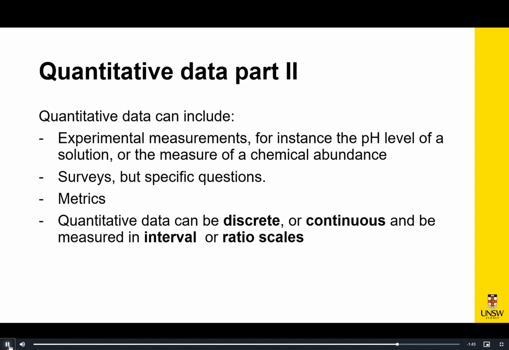Interval scales are very similar to that. You can measure them. Honestly, there's not a huge amount of difference between the two, but you can't multiply or divide them. So for instance, if you have temperature, you can't multiply 20 degrees by 2 and get 40 degrees. That's just not functionally accurate.